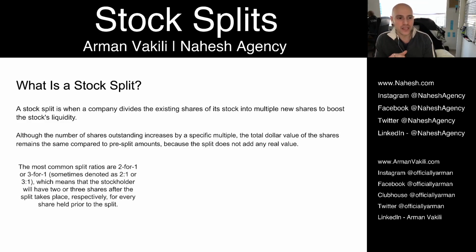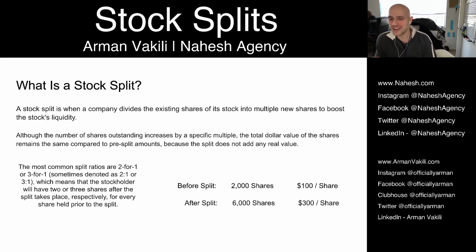So the most common split ratios are 2 to 1, 3 to 1, and sometimes 3 to 2, 4 to 1, things like that. And what that looks like is that if you have 2,000 shares, and I forgot to change these two numbers, but if you have 2,000 shares and let's say there's a 3 to 1 split, you would end up getting 6,000 shares. Each one of your shares will split into 3, right? So your 2,000 will change into 3.